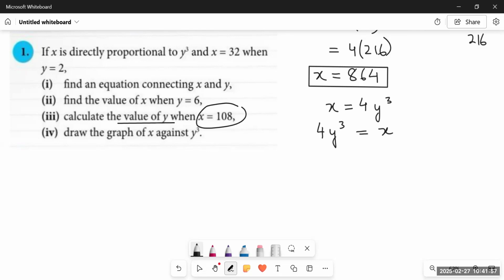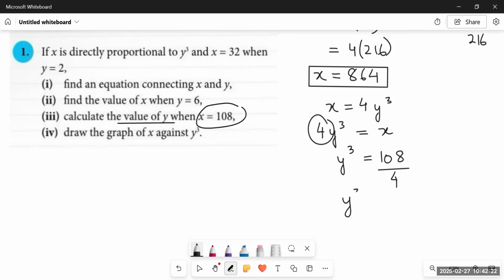Now we will substitute the value of x, which is given as 108. And then I'll remove this 4 from here, since 4 is getting multiplied with y cube. So on the other side, it will be divided. And it becomes 108 divided by 4.